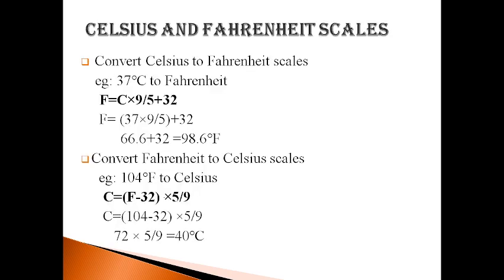How can we convert Celsius to Fahrenheit scales and Fahrenheit to Celsius scales? First we see how to convert Celsius to Fahrenheit. The formula is F equals C times 9 by 5 plus 32. Then to convert Fahrenheit to Celsius, C equals F minus 32 times 5 by 9.